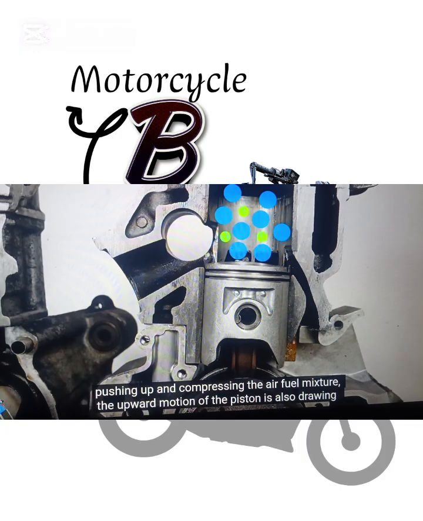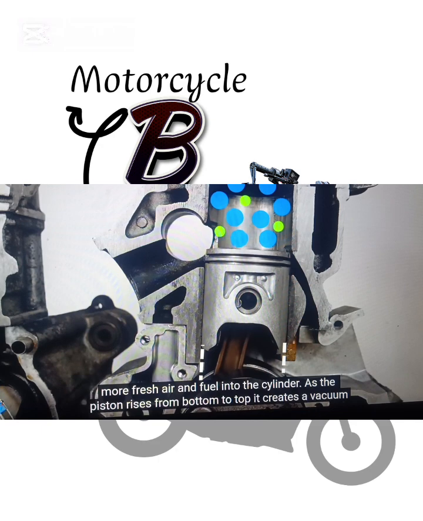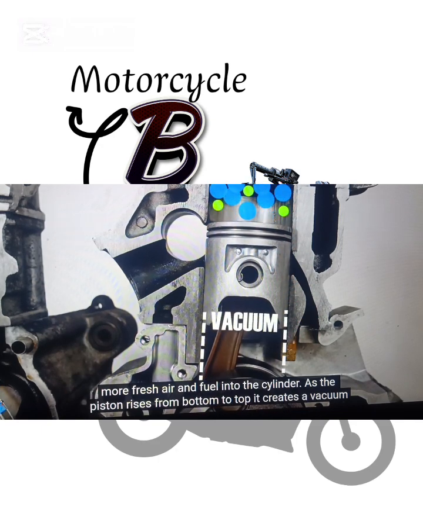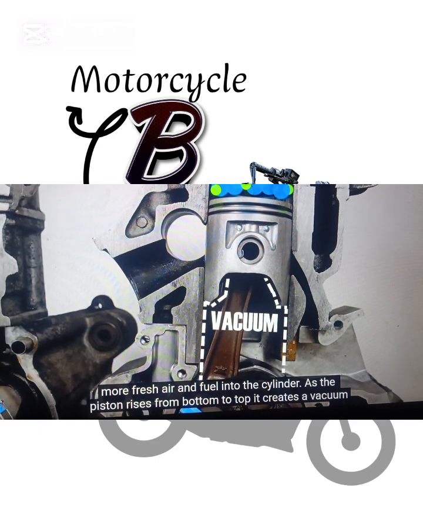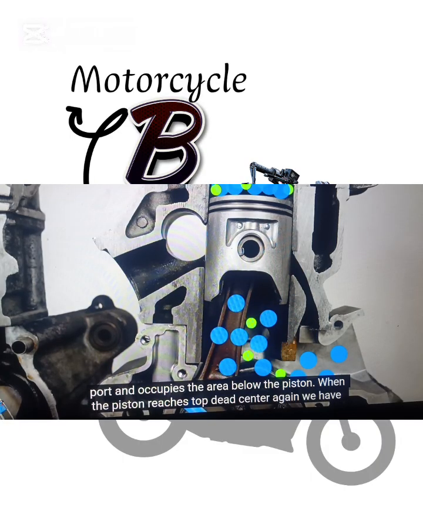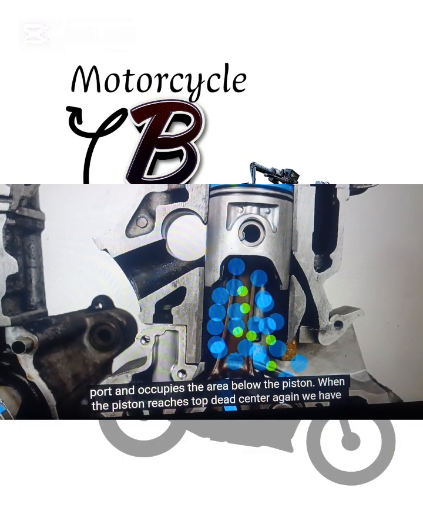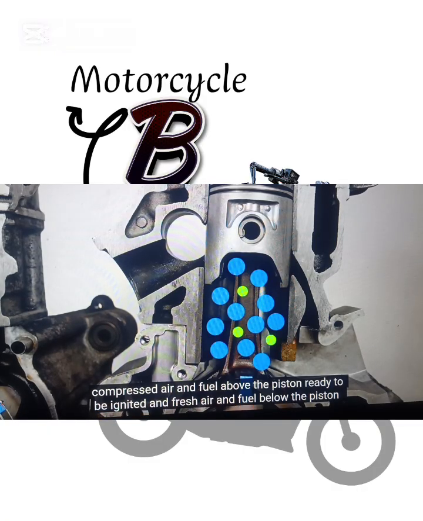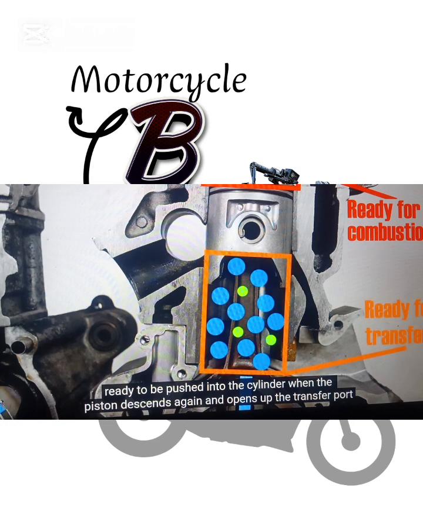Now, in addition to pushing up and compressing the air-fuel mixture, the upward motion of the piston is also drawing more fresh air and fuel into the cylinder. As the piston rises from bottom to top, it creates a vacuum below the piston. Just like in the four-stroke, vacuum is the absence of air which cannot continue to exist, and so the air-fuel mixture rushes into the cylinder through the intake port and occupies the area below the piston. When the piston reaches top dead center again, we have compressed air and fuel above the piston, ready to be ignited, and fresh air and fuel below the piston, ready to be pushed into the cylinder when the piston descends again and opens up the transfer port.